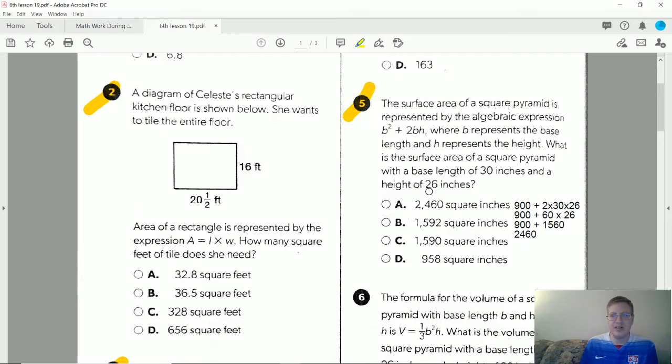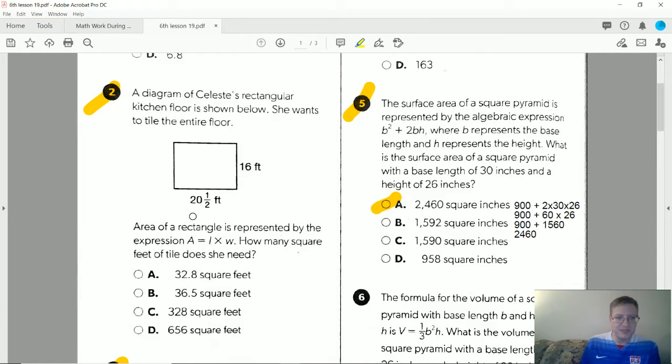Actually, I'll come over to number 5. So I've written out the steps again. So b squared, so we're going to do 30 times 30 to get 900. And then we have 2 times 30 times 26, and I've kind of broken that out into steps. That's going to give us letter A, which is 2,460.